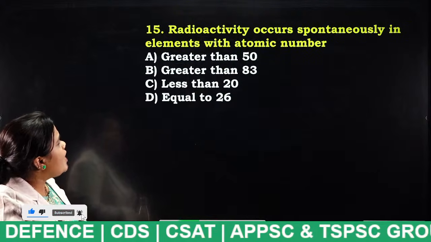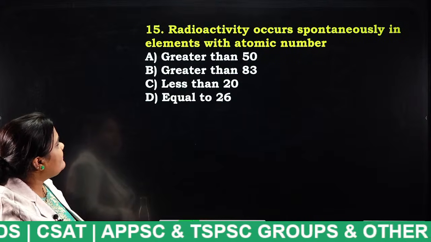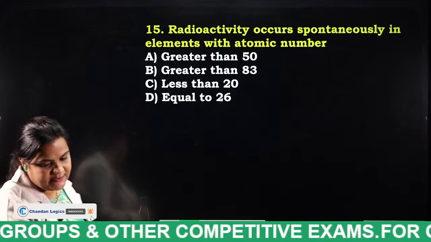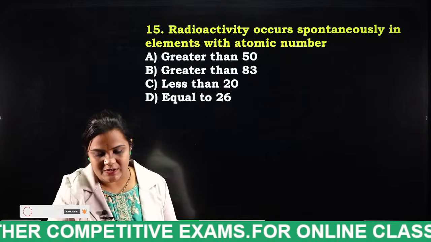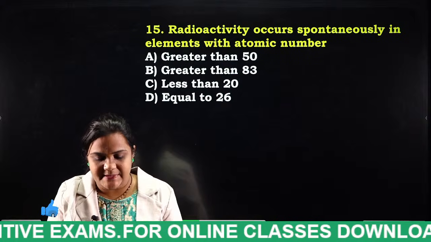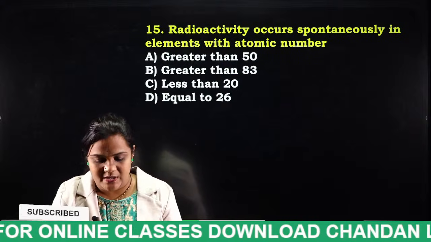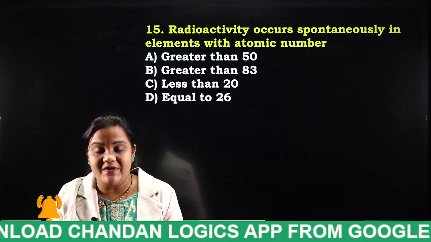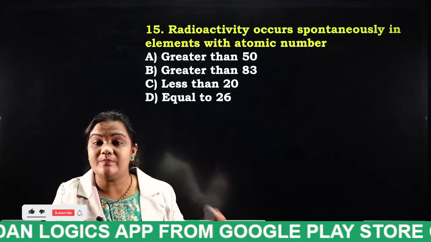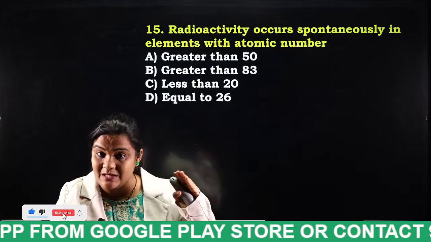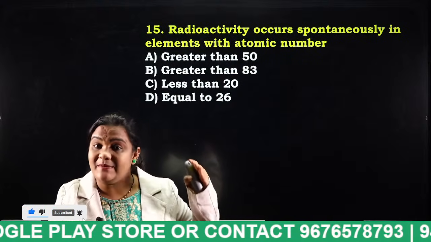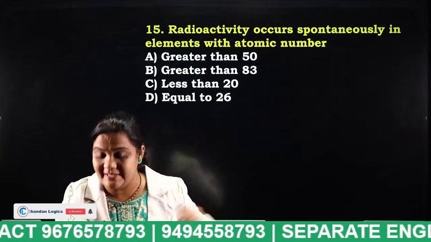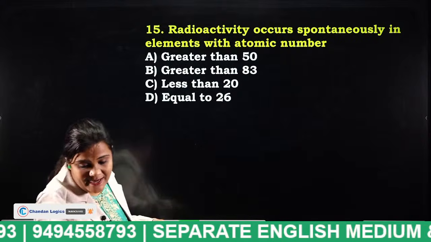Radioactivity occurs spontaneously in elements with atomic number greater than 50, greater than 83, less than 20, equal to 26. Tell me students, what is the answer for this question? I think all the answers are B. So in the upcoming sessions, it will not be repeated, okay? I have already explained, radioactivity is nothing but the radiations emitted by elements with atomic number greater than 83.